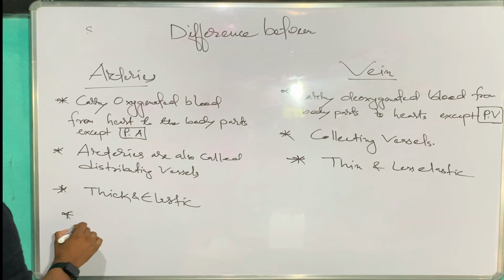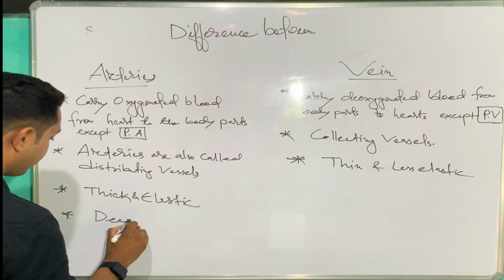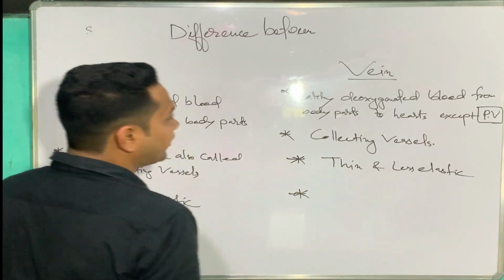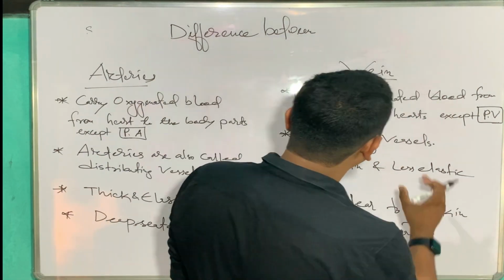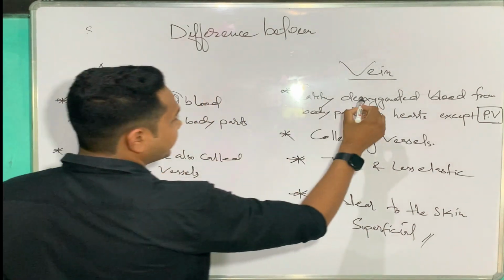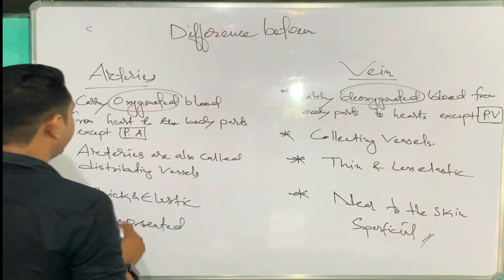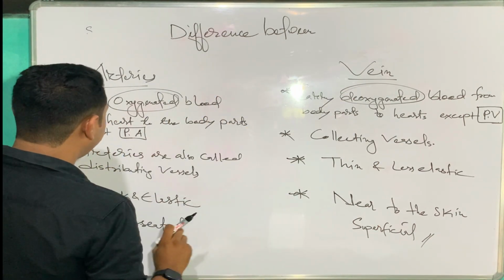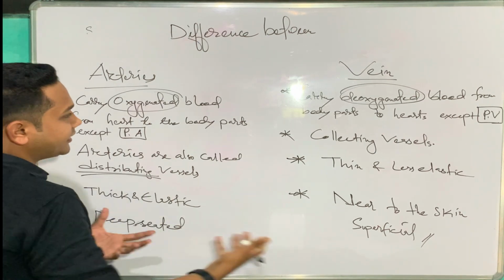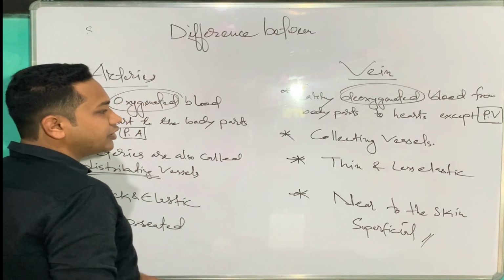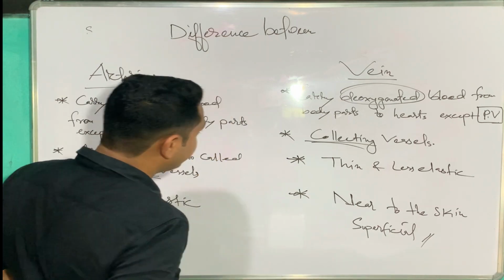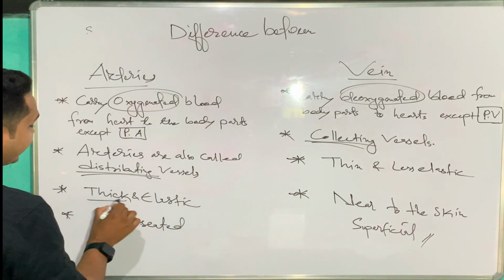Next difference is they remain deep seated. That means far from the skin, and veins remain near to the skin. At the superficial level, the veins exist. Arteries carry oxygenated blood, and veins carry deoxygenated blood, except pulmonary artery, and here except pulmonary vein. And here artery is also called distributing vessels because they carry the blood to the different parts of the body, and veins are known as collecting vessels because they collect the blood from different parts of the body to the heart.